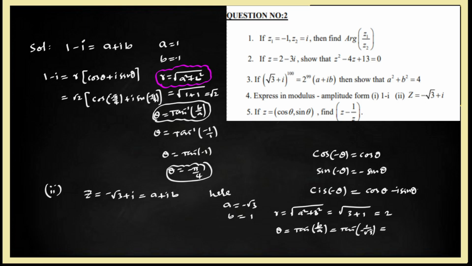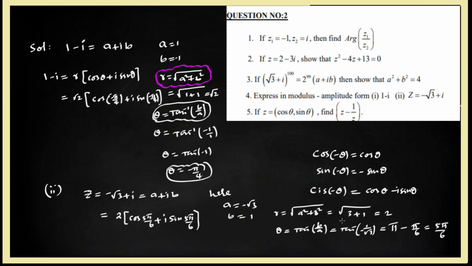So we have to subtract the theta from 180. Our theta is actually, 1 by root 3 will come in the trigonometric function tan, that is pi by 6, but because of the minus we have to subtract theta from pi, pi minus pi by 6. So 6 pi minus pi is 5 pi by 6. Therefore, if you write the given complex number in mod amplitude form, it will become 2 times cos 5 pi by 6 plus i sin 5 pi by 6.